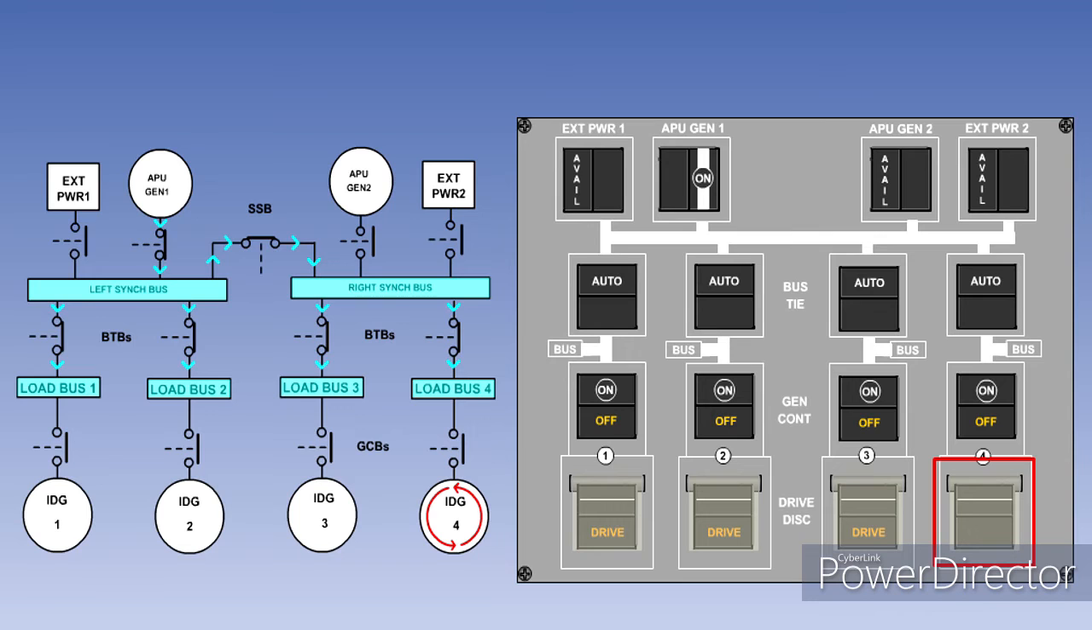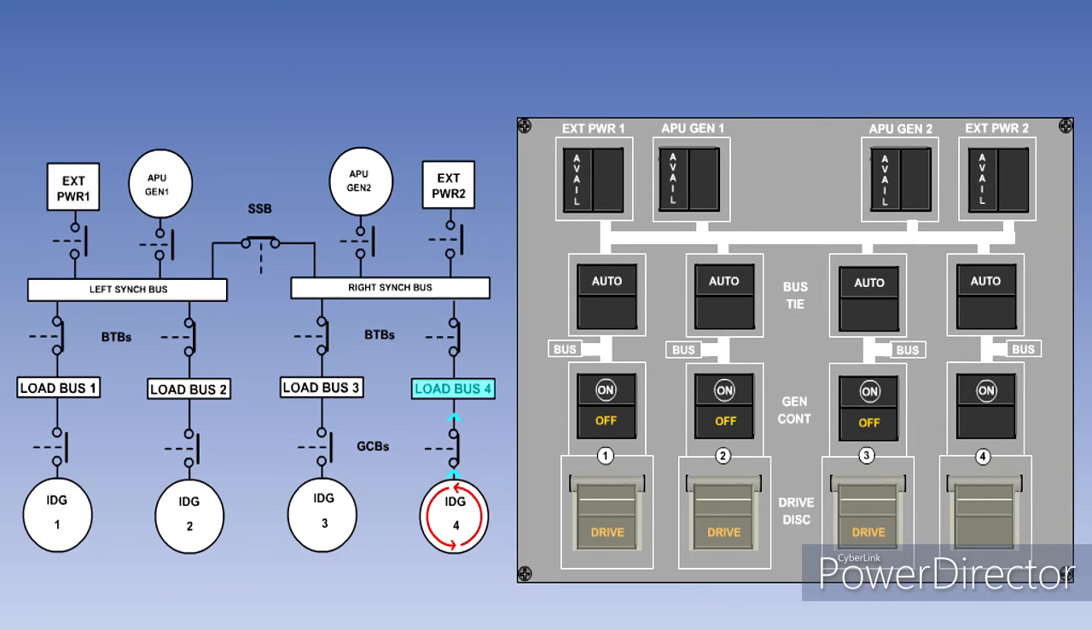The pilot will first start number 4 engine. As the engine accelerates and the IDG begins to rotate, the IDG oil pressure will rise and the drive light in the disconnect switch will go out. When the generator output voltage and frequency are within limits, because the APU generators or external power cannot be operated in parallel with the engine-driven generators, the automatic control system will first disconnect the APU generator or external power from the synchronizing busbar, and then close the number 4 GCB.